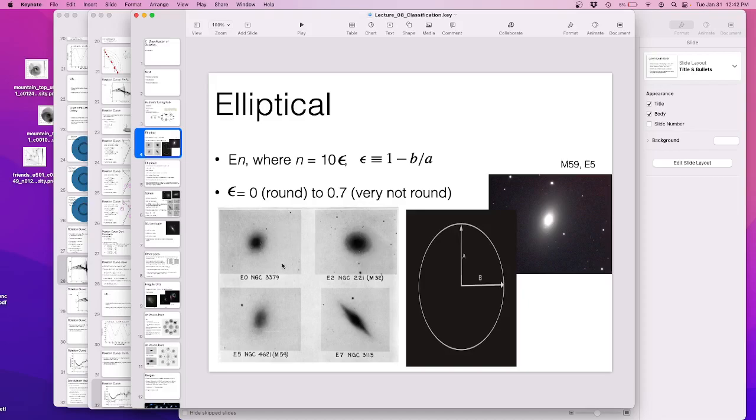This one is an E0. This one is a 5, and here's a 7. This one might not be an elliptical galaxy. That actually might be a lenticular galaxy, but it's an elongated galaxy. So they vary from 0 to 7.